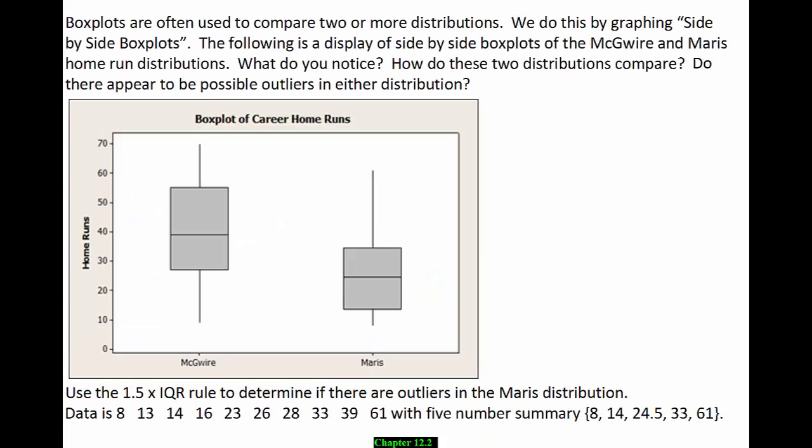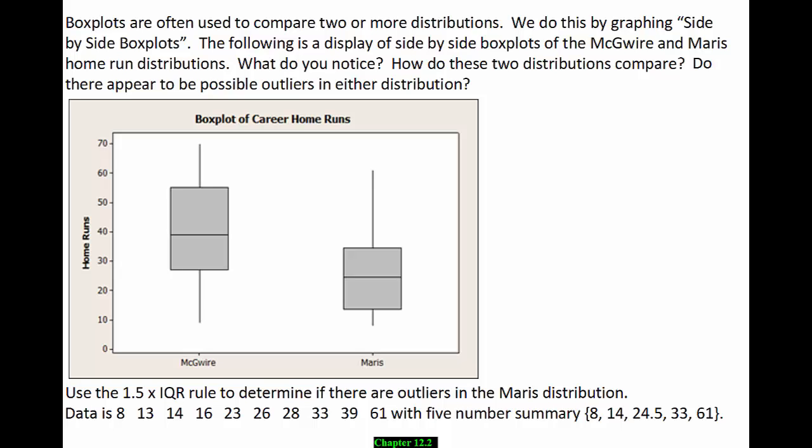Now, box plots are often used to compare 2 or more distributions. If you've got a quantitative data set that you split by, maybe if it was height and I split it by males and females, I wouldn't want to do side-by-side histograms, I'd do side-by-side box plots. So the graphic below is the side-by-side box plots of the McGuire home run distribution against the Maris home run distribution. So let's talk about how we can use these to make comparisons.